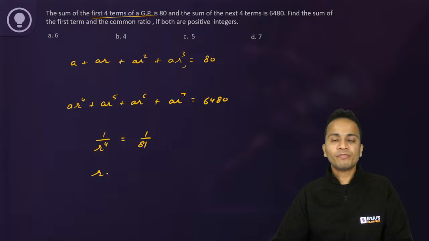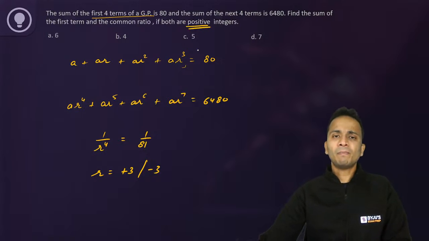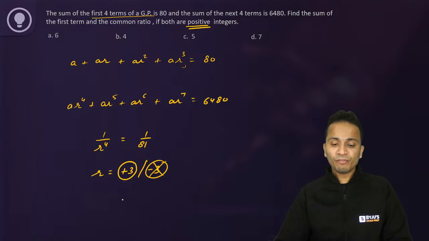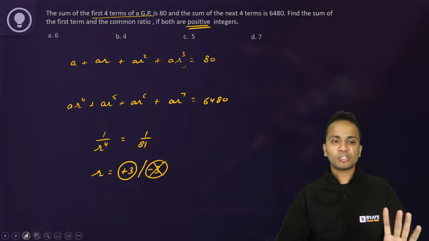So the value of R that you will get will be equal to either plus 3 or minus 3. Now since the question clearly mentions that R is a positive integer, I will consider plus 3 and eliminate this value. So the value of R comes out to be plus 3. Done. ये हो गया first part.